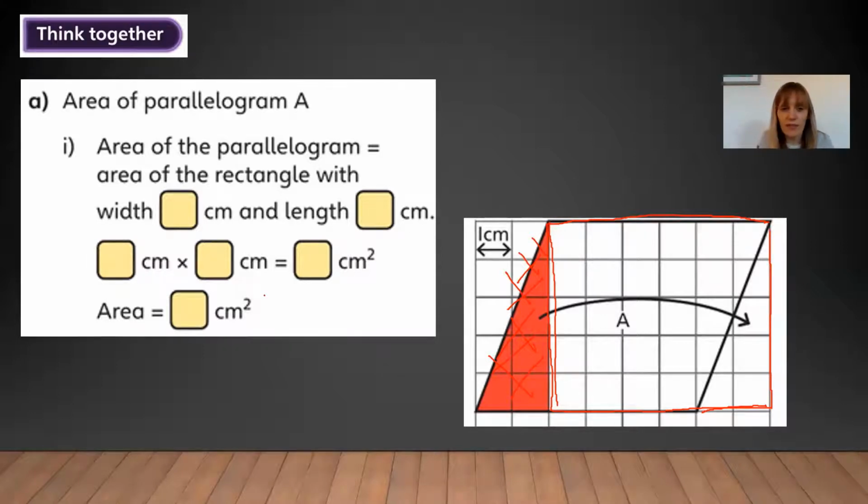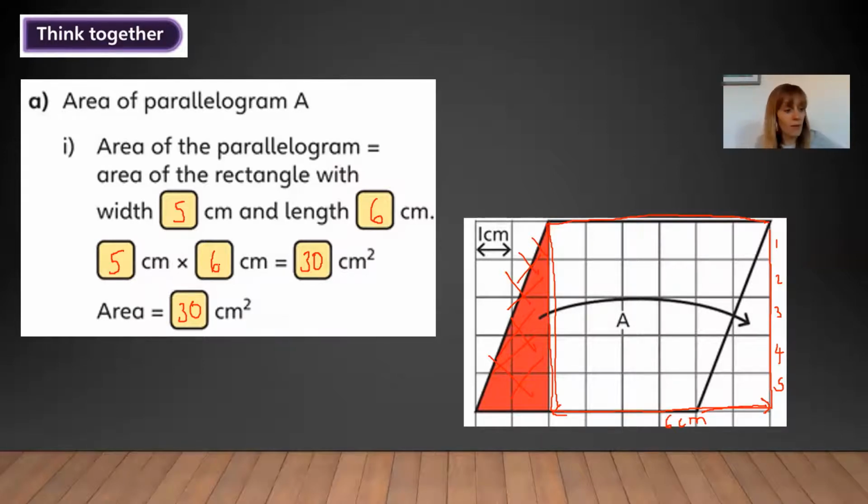So now, like with a rectangle, we can think, okay, what is the width? 1, 2, 3, 4, 5. So look, here we go. We've got 1, 2, 3, 4, 5 centimetres, because we've been told they're a centimetre each. So that's 5 centimetres, and the length, 1, 2, 3, 4, 5, 6 across from here. All this length across here is 6 centimetres. So we can write in here that our length is 6 centimetres. So to calculate the area, we can do 5 centimetres times by 6 centimetres gives us an answer of 30 centimetres squared. So our area is 30 centimetres squared.